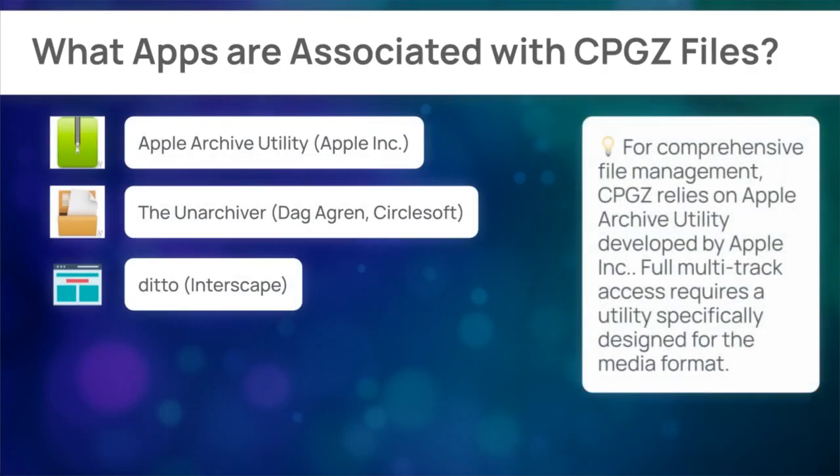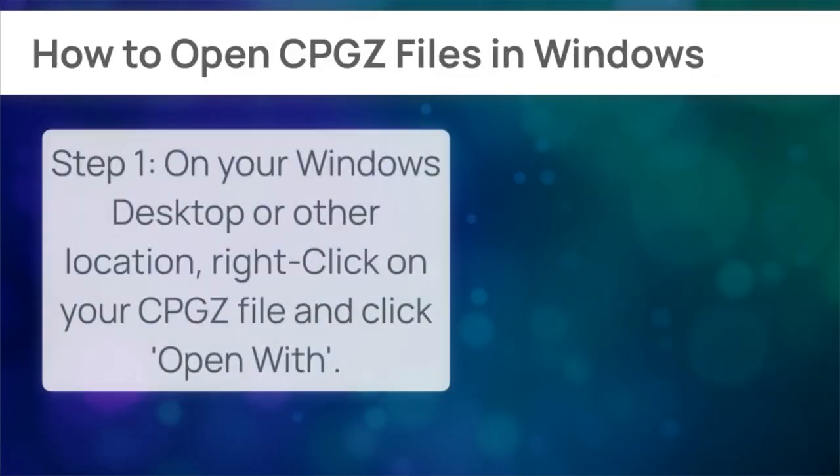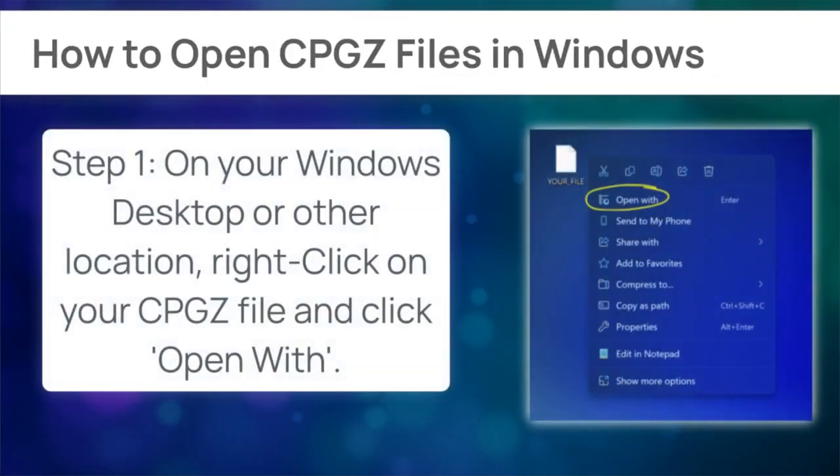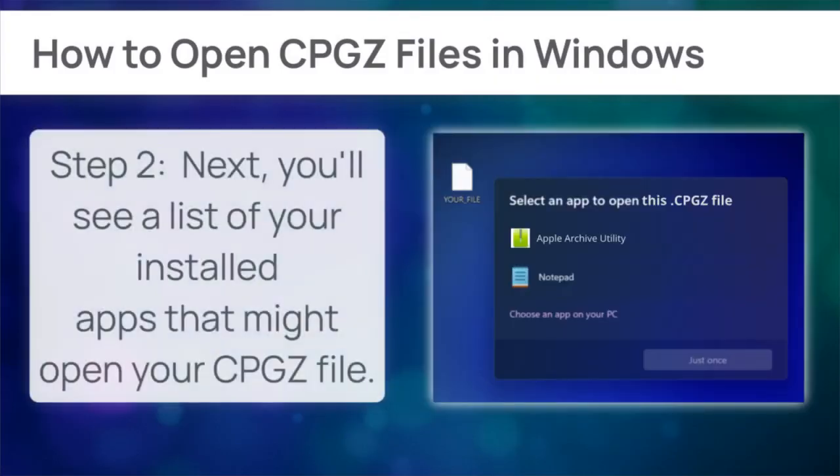The archive size and complexity exceed the handling capability of native Windows features. Windows offers minimal insight into archive contents, so you'll need decompression utilities to open them. Your reliable starting command is the Open With action. Right-click the CPGZ file and select Open With.